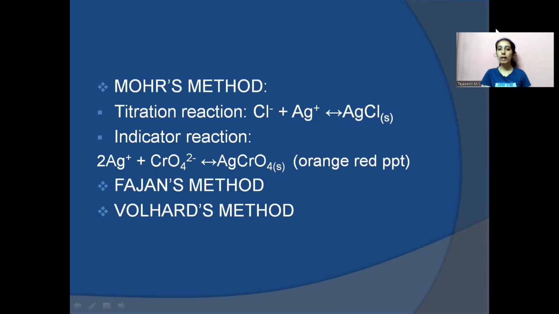Now let's know about Fajans' method. In Fajans' method, an adsorption indicator will be used, for example, fluorescein, dichlorofluorescein, tetrabromofluorescein, etc. And in Volhard's method, we will perform a back titration and at the end point, a colored complex will be formed.